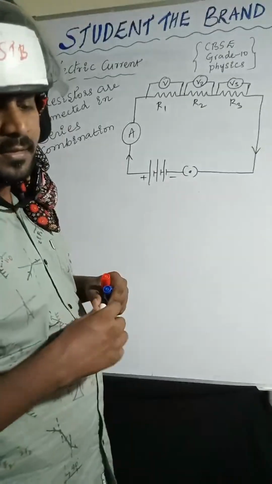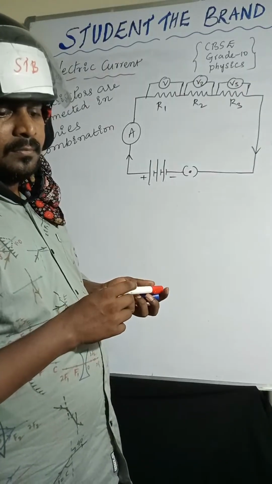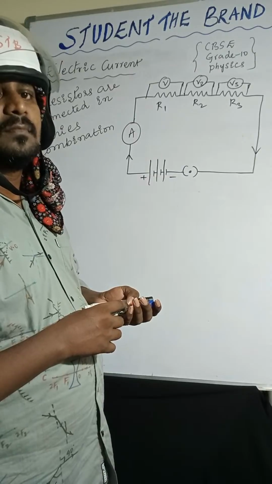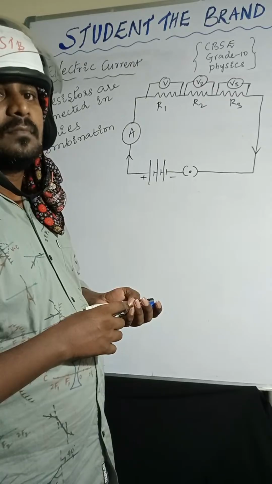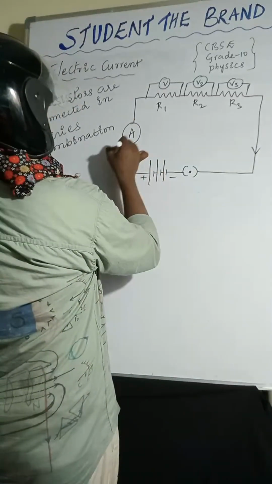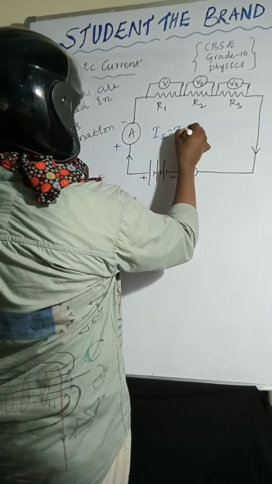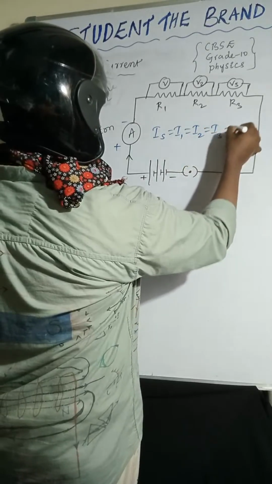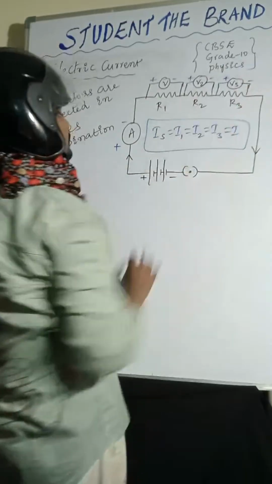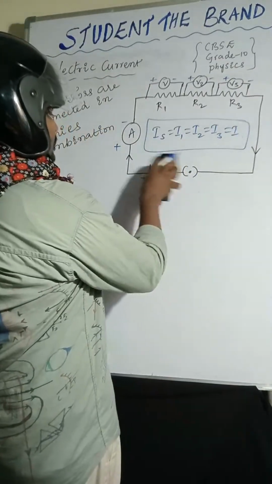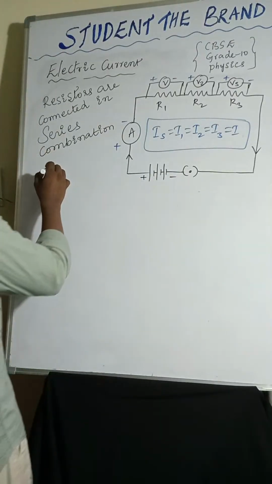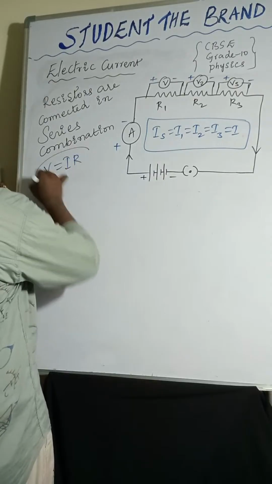So here you can see the current is the same. I1 equals I2 equals I3 equals I. Current is the same in the series combination. From Ohm's law, V equals IR.